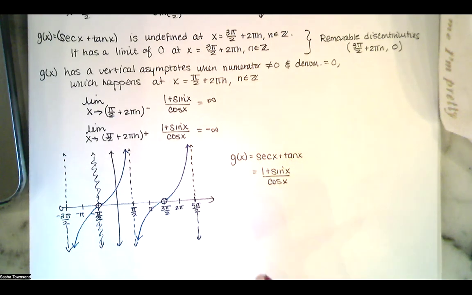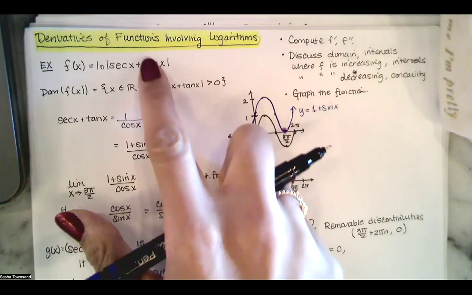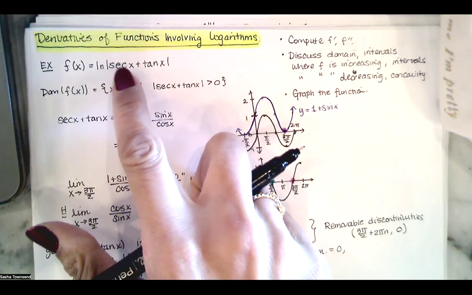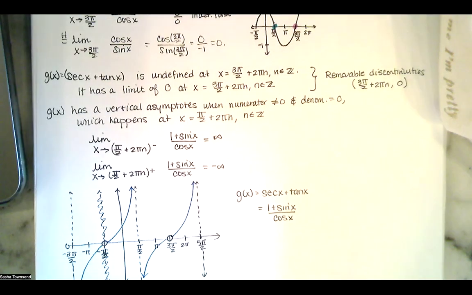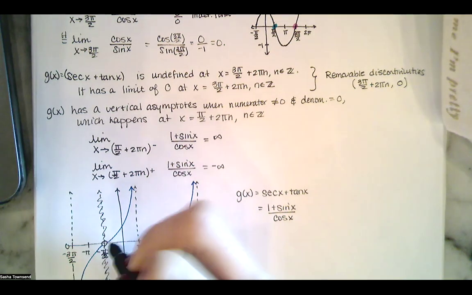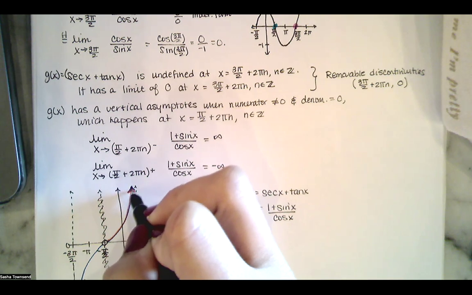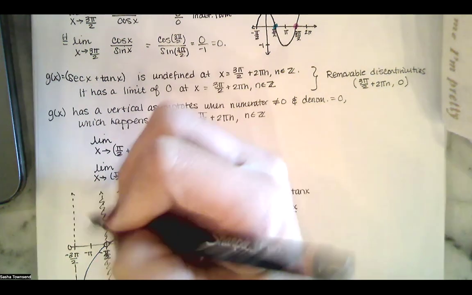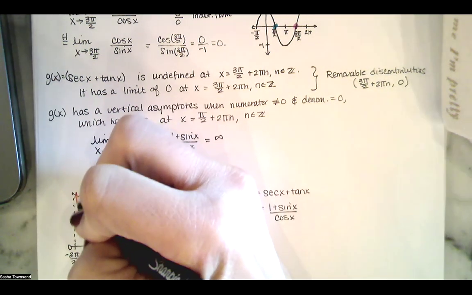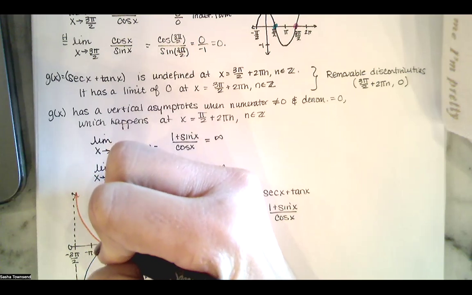Now, this function that we started with involves taking the natural log of the absolute value of that. The absolute value of that is going to look very similar. When the function is positive, it's going to have those same values. It's going to be positive. But when the function is negative, it's going to look like that.